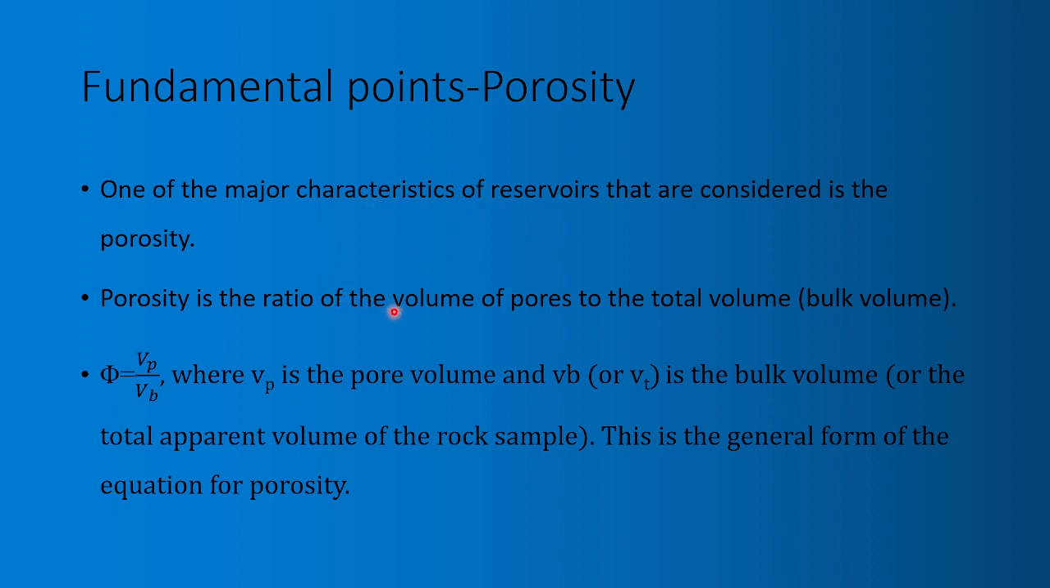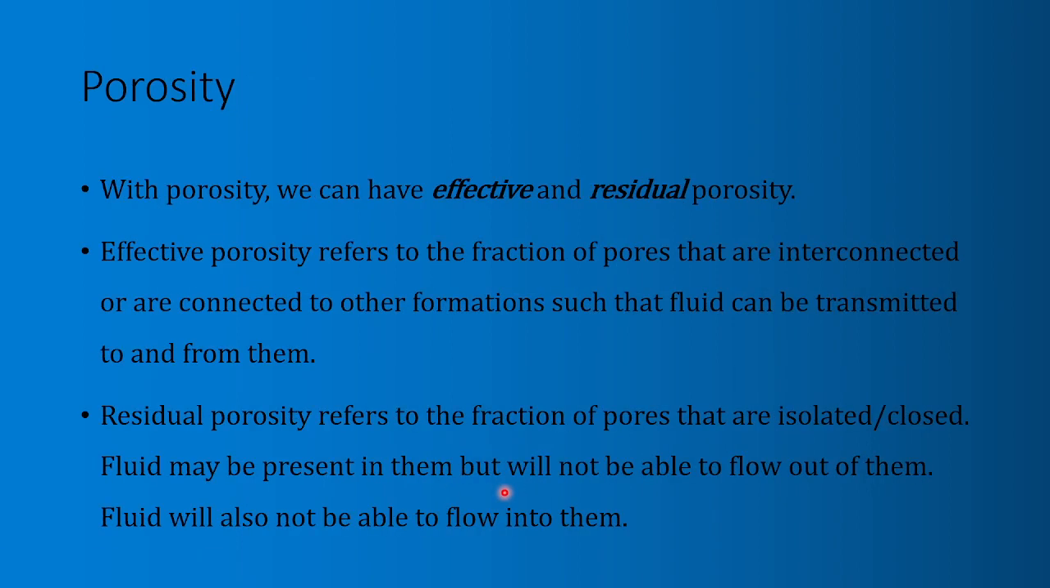And the porosity is just a ratio of the volume of pores to the total volume or the bulk volume. So this is the symbol we use for the porosity, the phi, and it's equal to the volume of the pores, which we've labeled as Vp, divided by the bulk volume or the total volume, which we are labeling as Vb or Vt, right? So that's the bulk volume or the total apparent volume of the rock. And this is just the general equation for porosity.